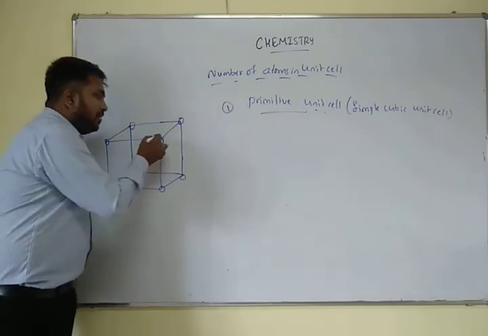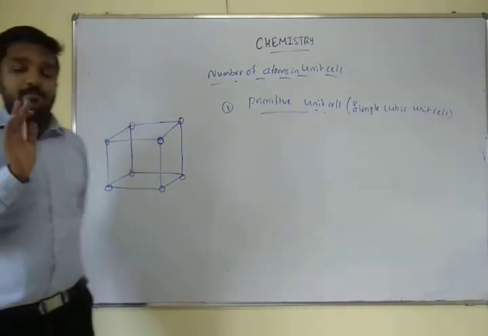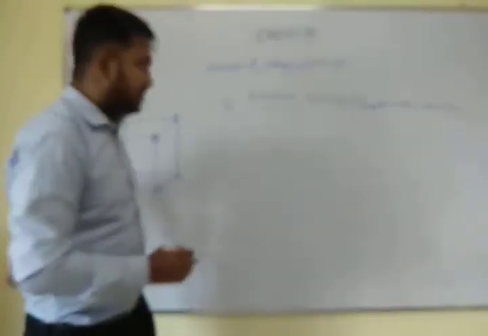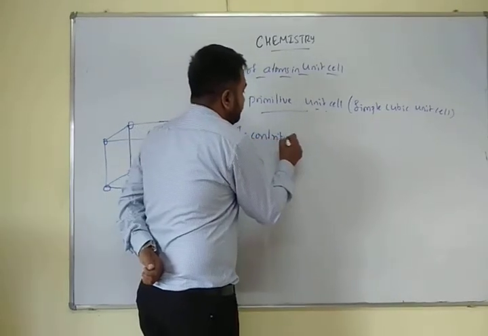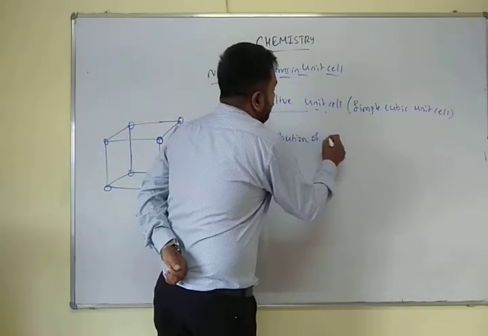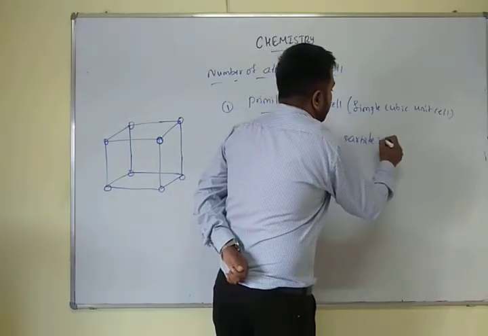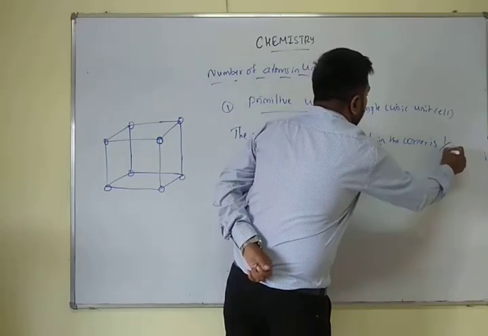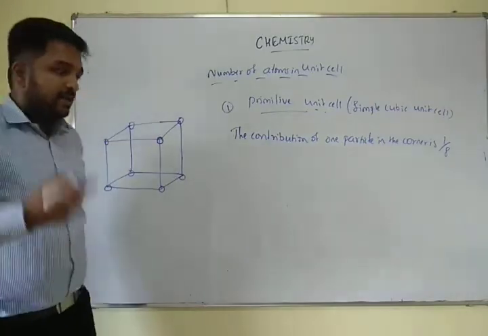So the contribution of this particle to this unit cell is 1 by 8, because this one particle is shared by 8 other unit cells. Now let's see that the contribution of one particle in the corner is 1 by 8, because this particle is shared by 8 other unit cells.